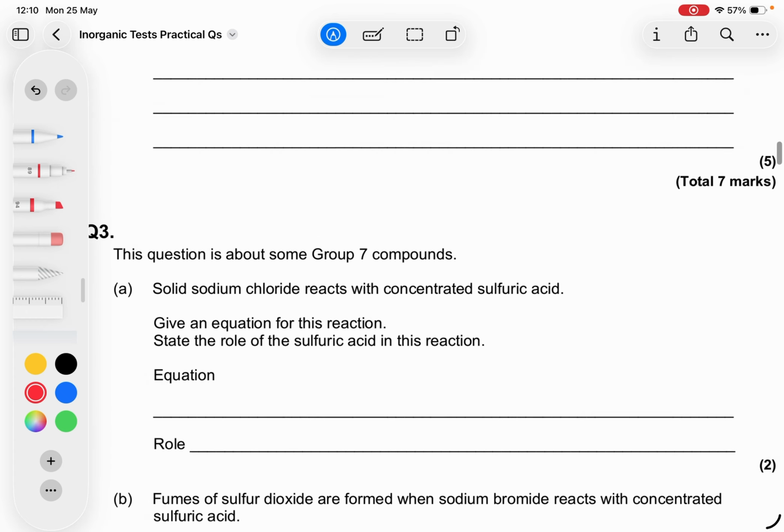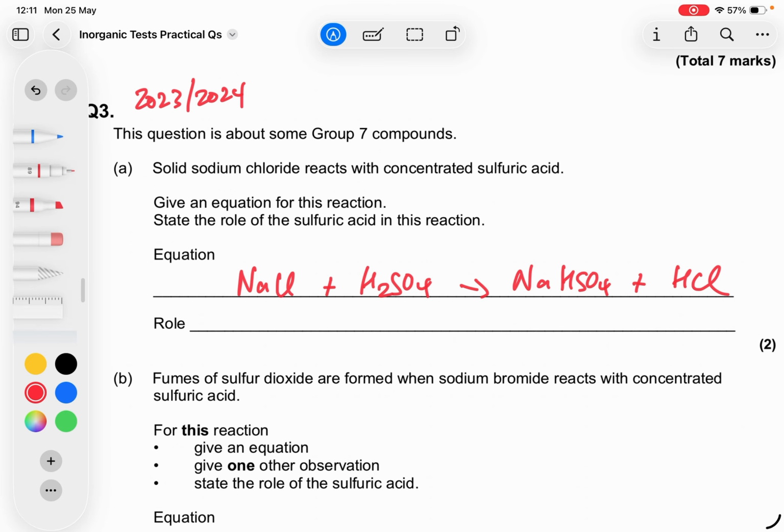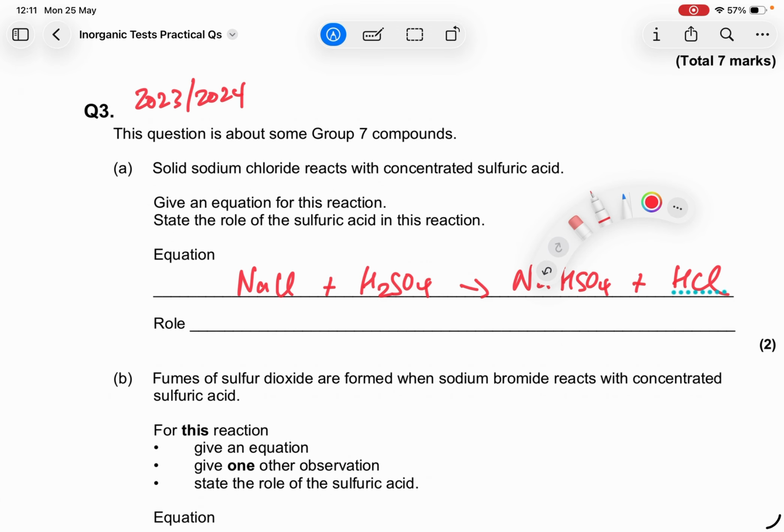Now you will see some of the questions start to repeat themselves. So for example, this question 3 I think is from either the 2023 or 2024 paper. Sodium chloride reacts with sulfuric acid. I've already done this above. It's a question of remembering this reaction. I normally write it like this. You can write it with Na2SO4. What's the role of sulfuric acid? It's a proton donor. You could say it acts as a Bronsted-Lowry acid.